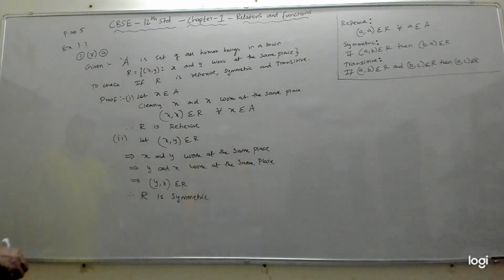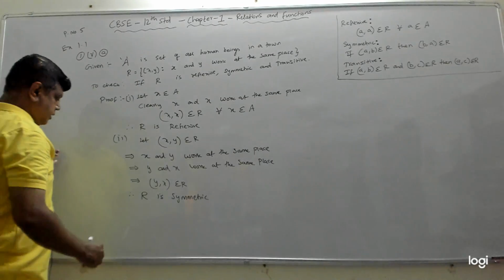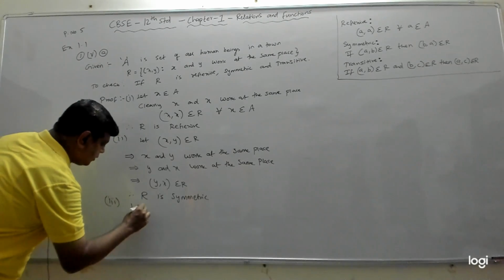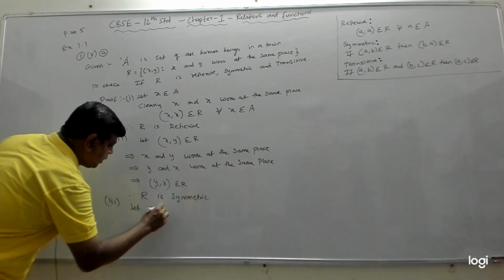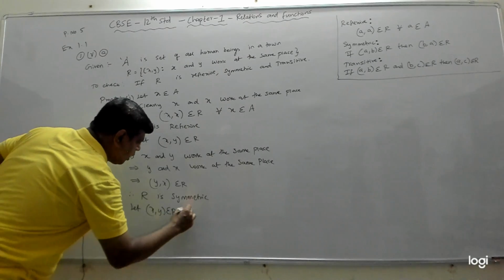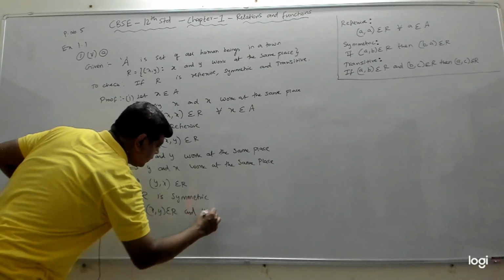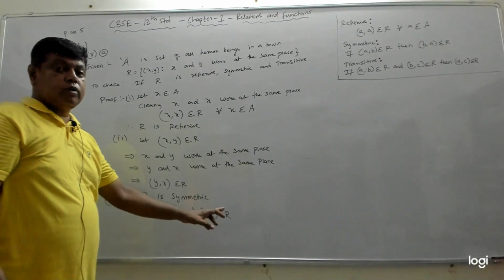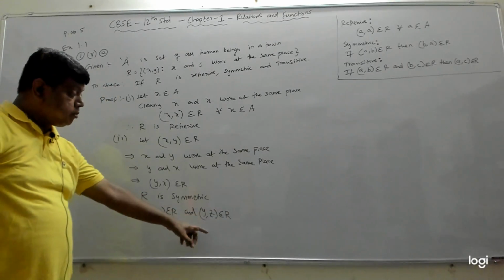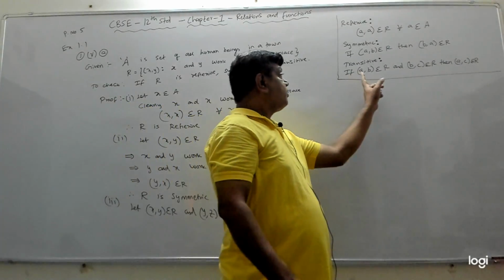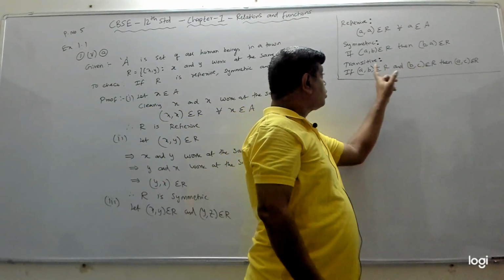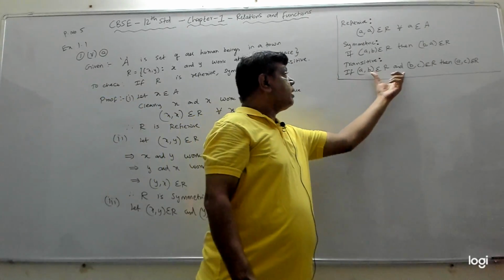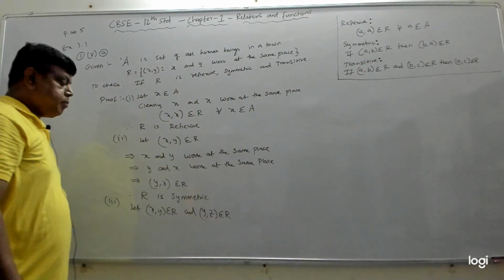Fine. Now we should check for the third condition, which is transitivity. For transitivity, we will take two elements. Let x comma y belong to R, and y comma z belong to R. If x comma y belongs to R and y comma z belongs to R, we should prove x comma z belongs to R. That is for the transitivity. If a comma b belongs to R and b comma c belongs to R, then a comma c should belong to R. And that should be true for every pair that we take from R.